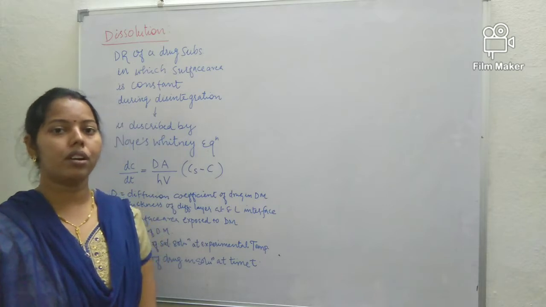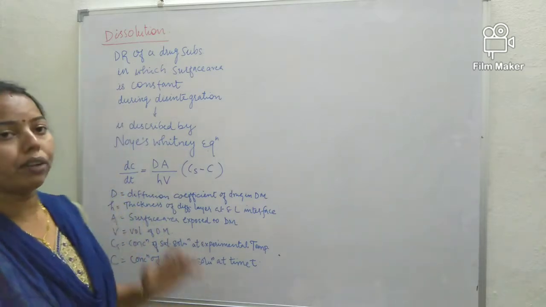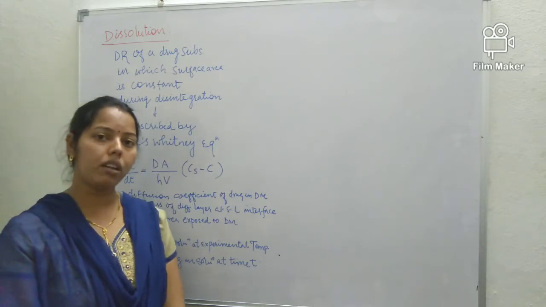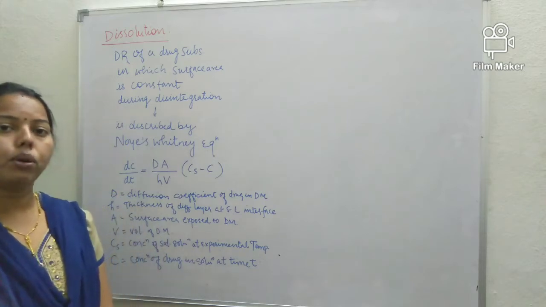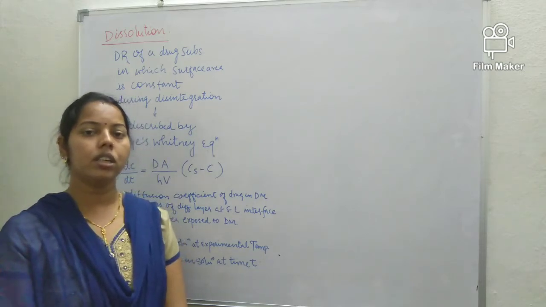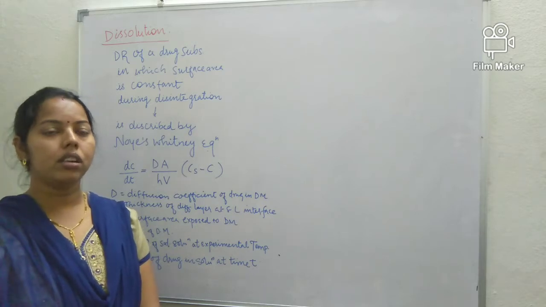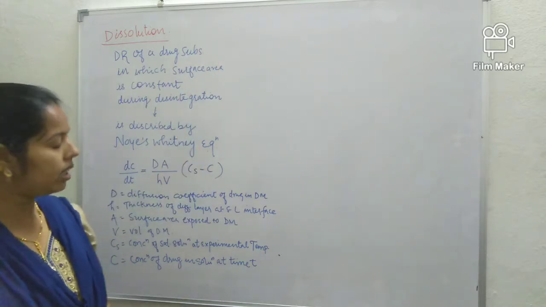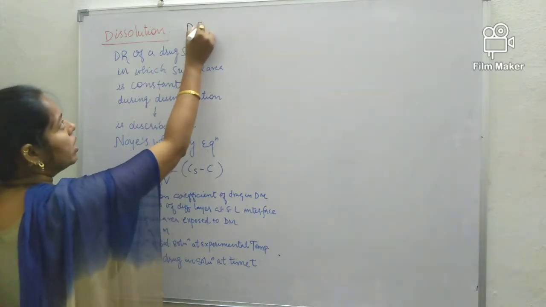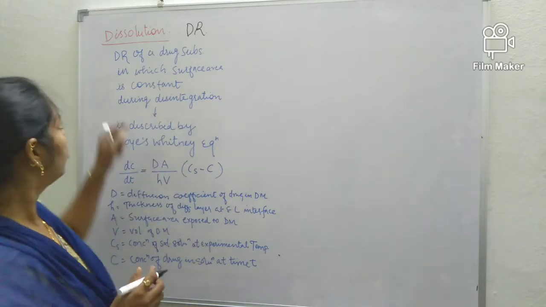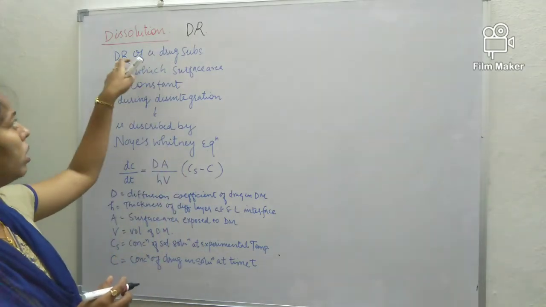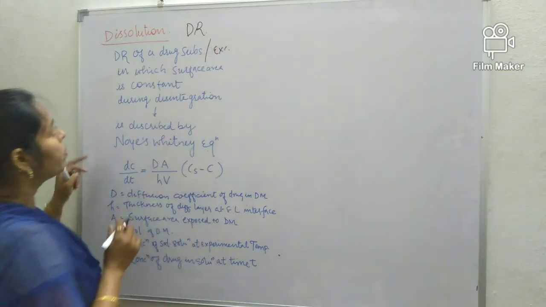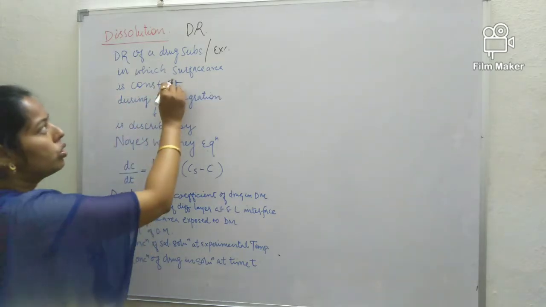So today we are going to start with the second main point of pre-formulation studies, which is solubility analysis. In solubility analysis, we had discussed pKa constant determination, then solubilization techniques. After that, we are going to start with the topic of dissolution, or dissolution rate profile determination. So what is dissolution? It is the dissolution rate of a drug substance or any excipient in which surface area is constant.